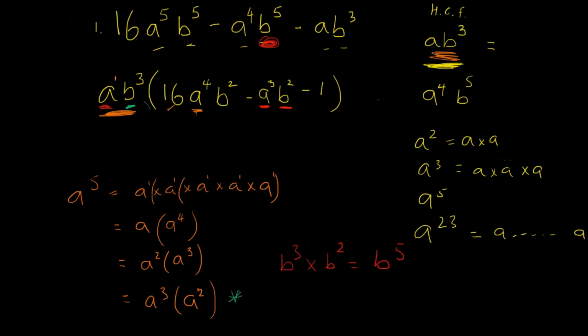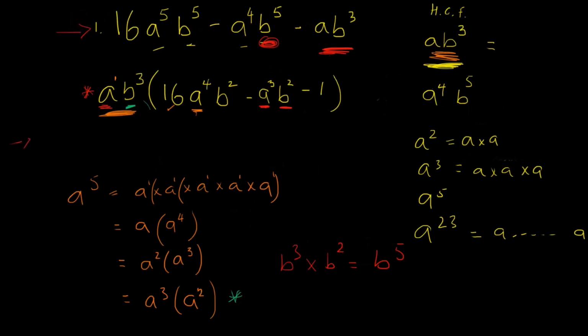Okay. I'll do it in red actually. Originally this was the original equation, this one here. I've taken the ab cubed outside the bracket. I've taken it outside here. So what do I multiply ab cubed by to get ab cubed? 1.